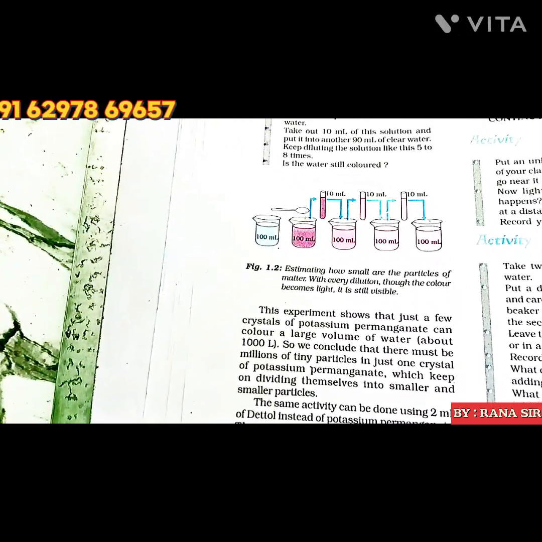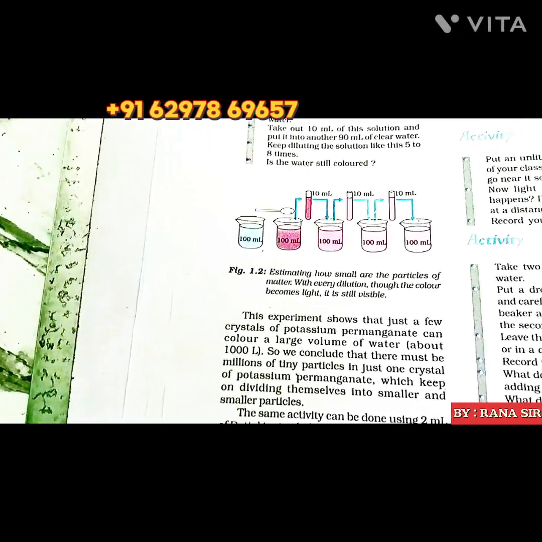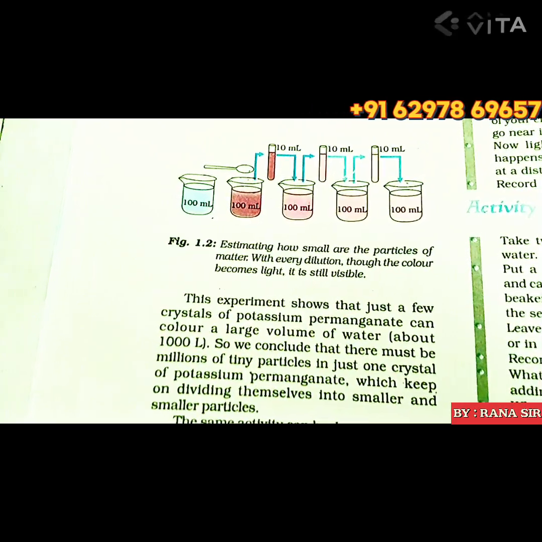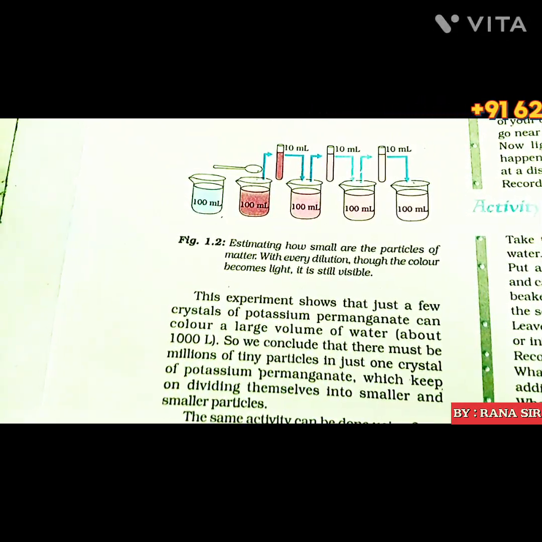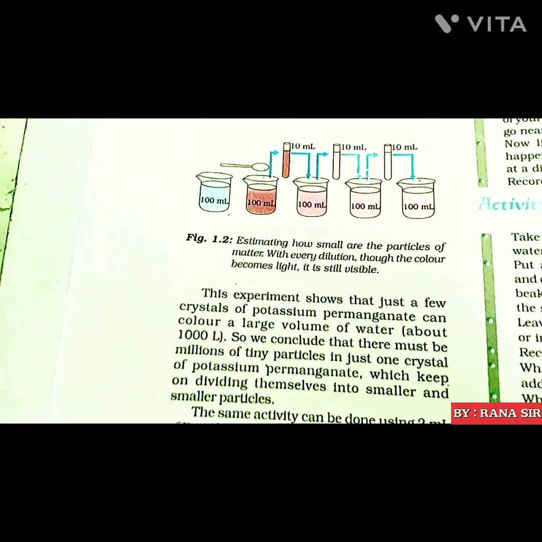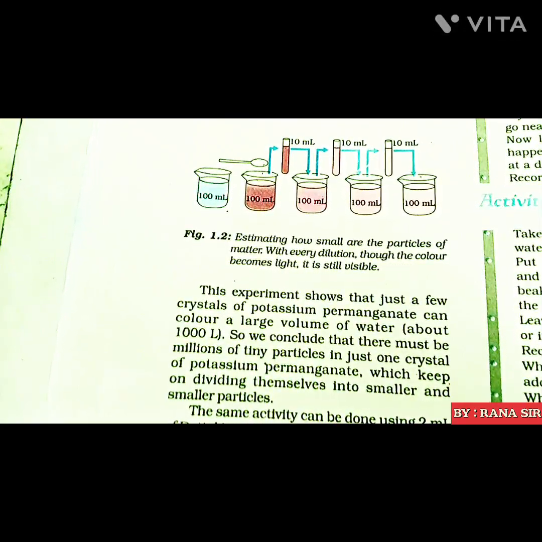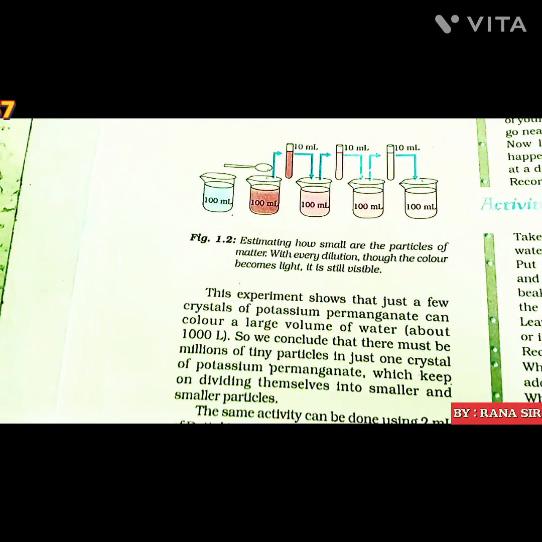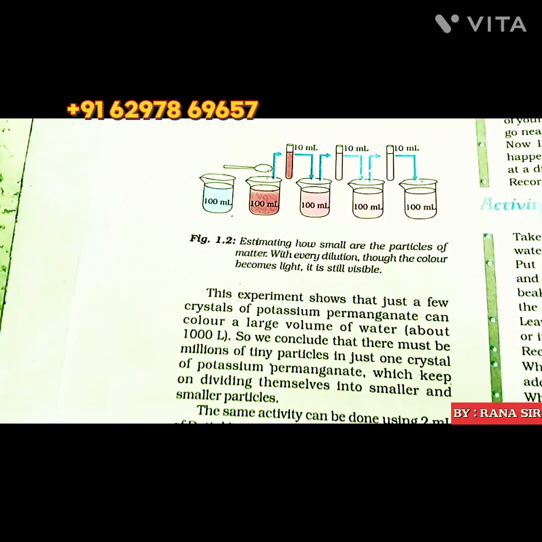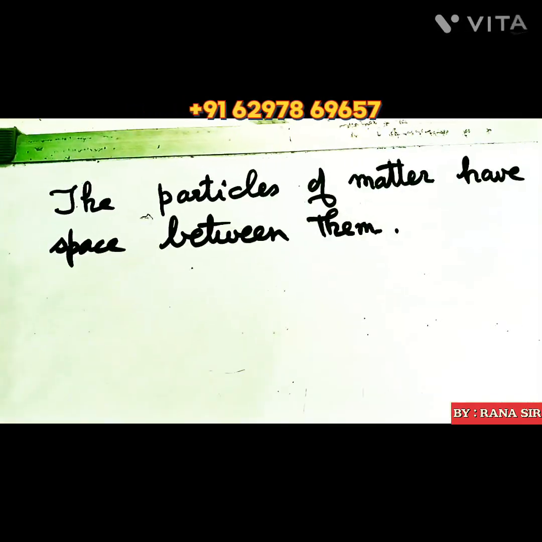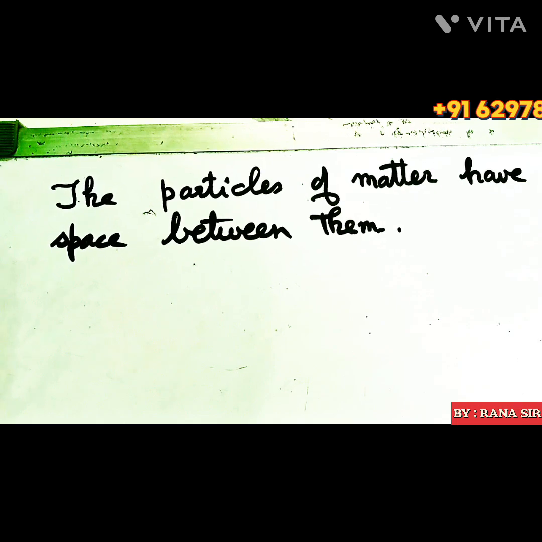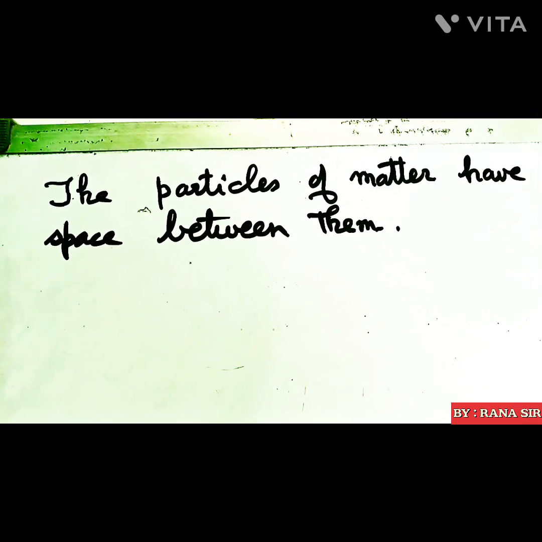So even after the color becomes faded, it is still visible. This shows how potassium permanganate particles mingle with the water particles after repeated dilution. So till now we have discussed that the particles of matter have space between them.